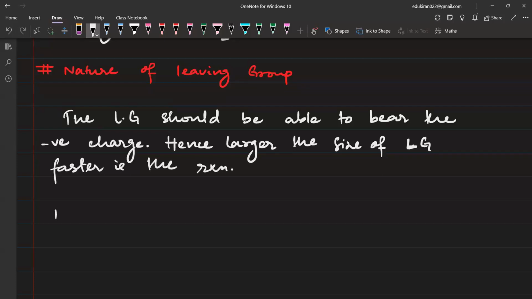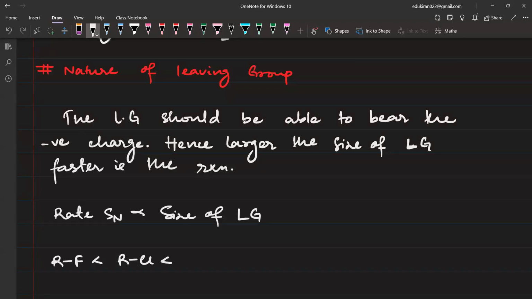So the rate of SN, both SN1 and SN2, no matter what, is directly proportional to the size of the leaving group. So we can say that fluorides are least reactive, followed by chlorides, followed by bromides, followed by iodides. So iodides are the fastest. Write this down, and then we're going to do a question.